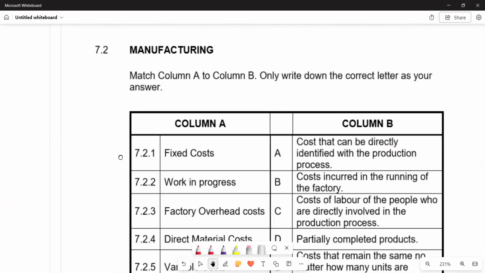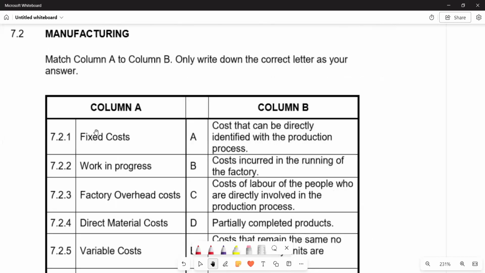Second part of the question, which is on manufacturing. 7.2 reads: match column A with column B. Only write down the correct letter as your answer. Fixed cost is the first one, and we have to match it with the explanation that we have in column B.